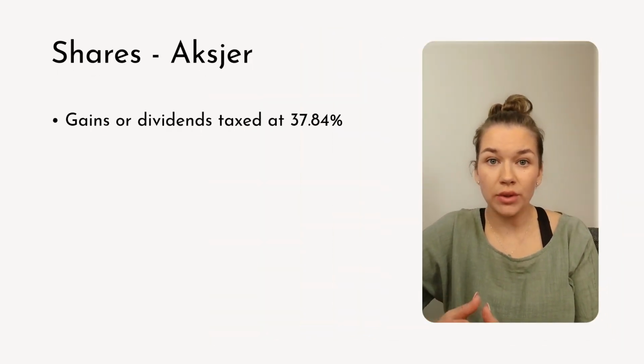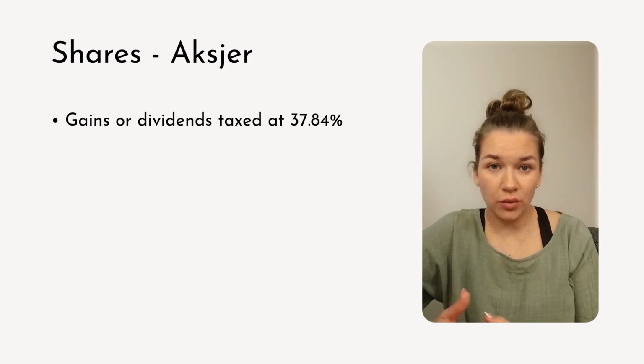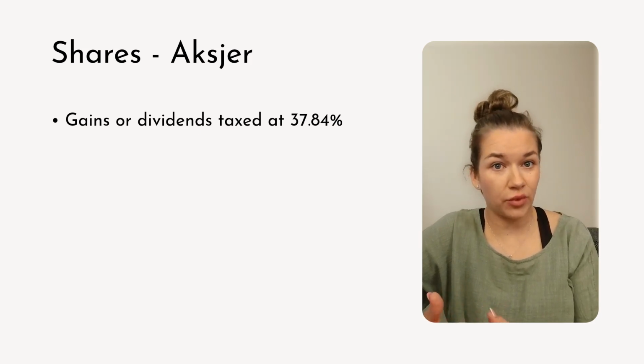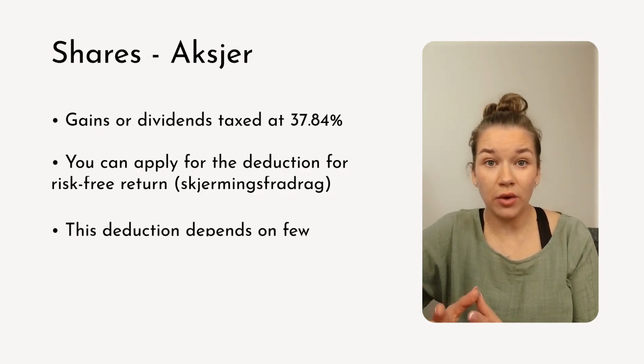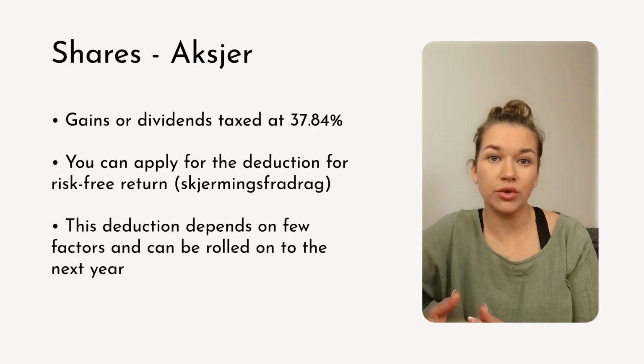Let's start with the situation where you own shares in specific companies called aksjer in Norway. If you have gains or dividends from the stocks, you need to pay taxes. The tax rate for shares in Norway is 37.84% in 2024. With that, you can apply also the deduction for risk-free return, so you pay less tax on your share income.